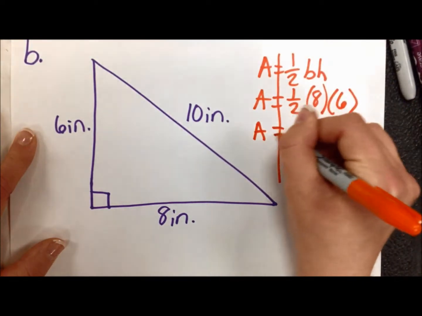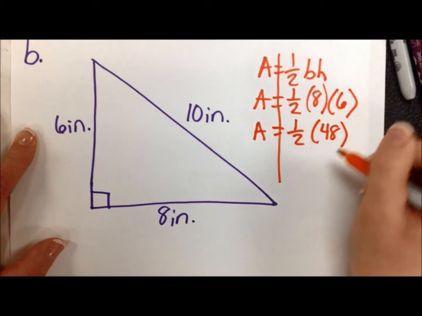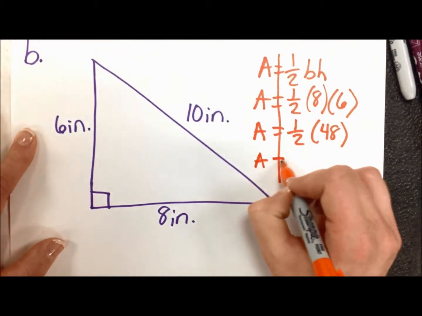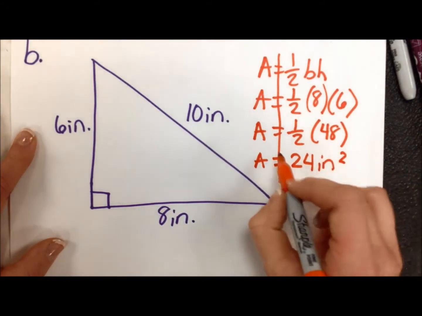So area is equal to 1/2. 6 times 8 is 48. 48 divided by 2 is equal to 24 inches squared.